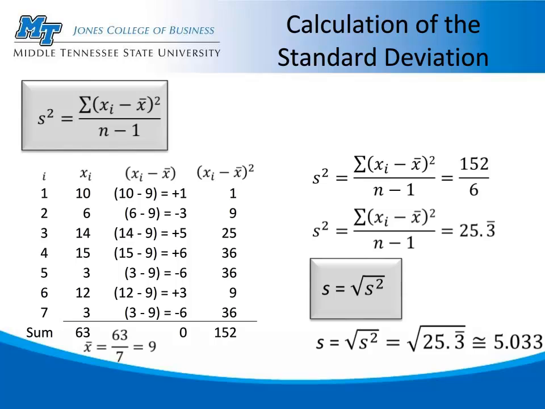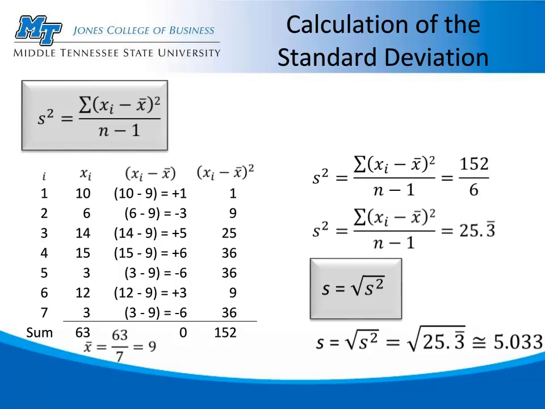Now this is for the sample, so we divide by n minus 1. If we were figuring out what sigma squared was, if this was a population, we would divide by the capital N. But here we have 7 numbers. 7 minus 1 is 6. So 152 divided by 6 is the variance. Now, to derive the standard deviation from the variance, all you have to do is take the square root.